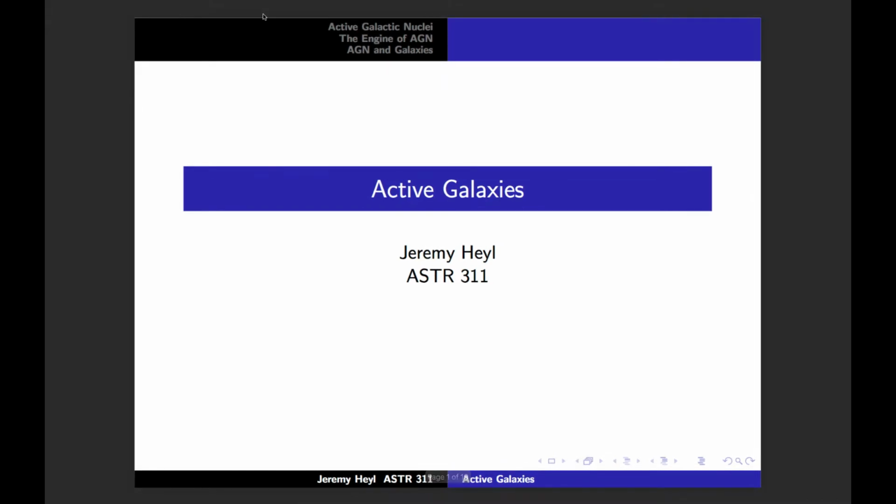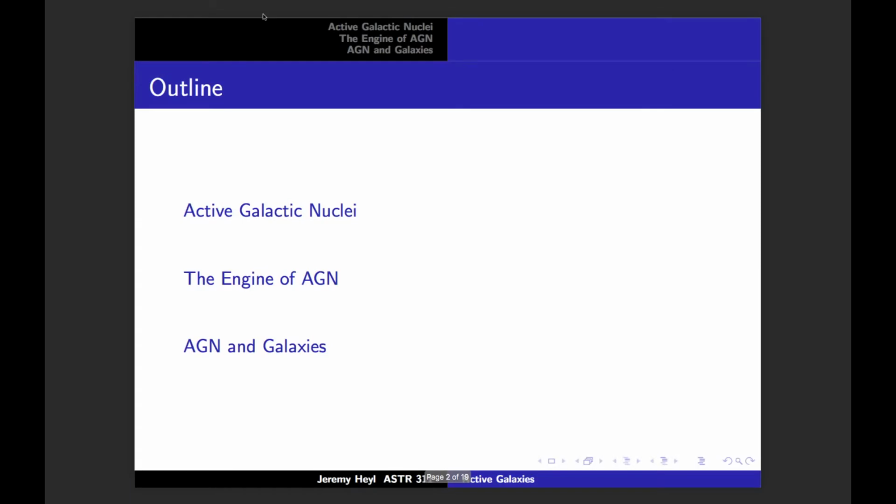Active galaxies. So we talked about normal galaxies, and really this should maybe be better put as a section called active galactic nuclei. Nearly every big galaxy at one time in its life was an active galaxy, which means its nucleus was active, and I'll explain what that means.